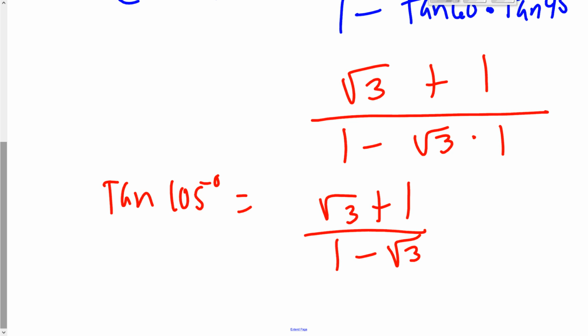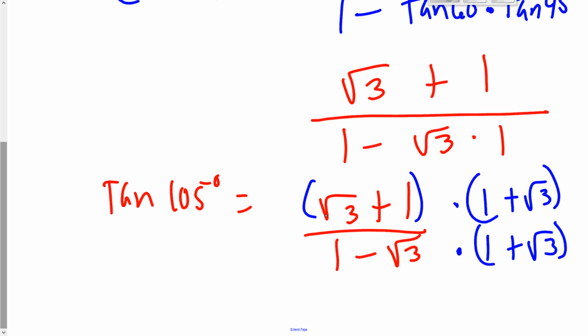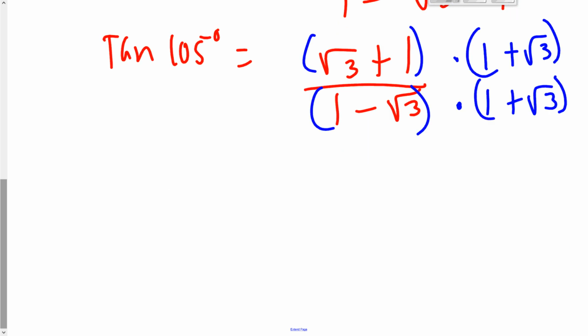The crappy thing about tangent is when we have problems like this, we have a radical on the bottom, so we're going to have to rationalize it. We're going to have to multiply top and bottom by the conjugate of the denominator. So that means we're going to have to FOIL. So this goes back to last semester algebra. Rationalize the denominator. So we're going to have to FOIL the top.